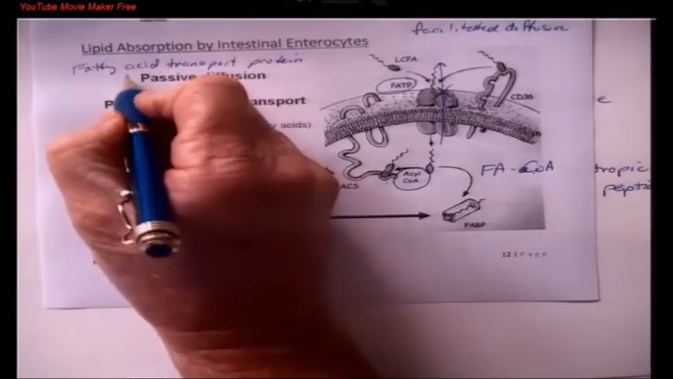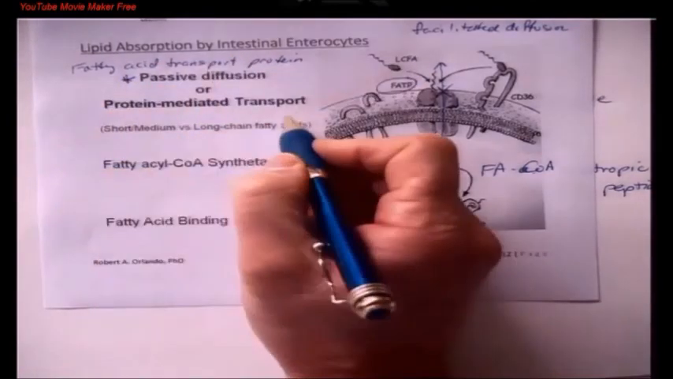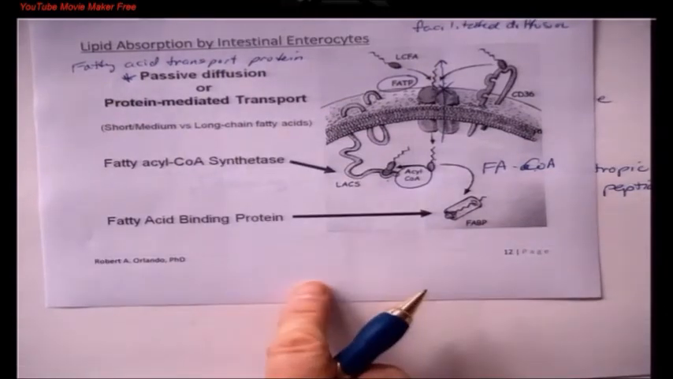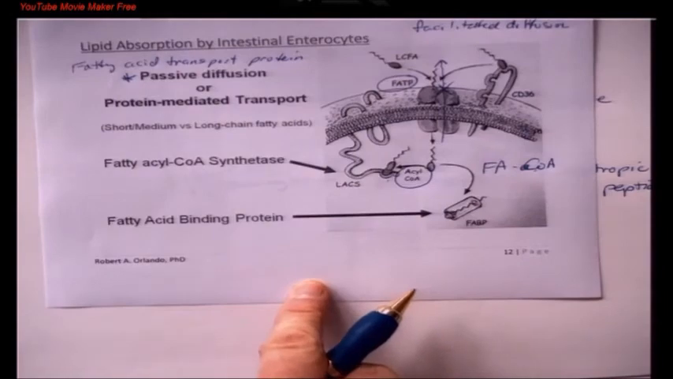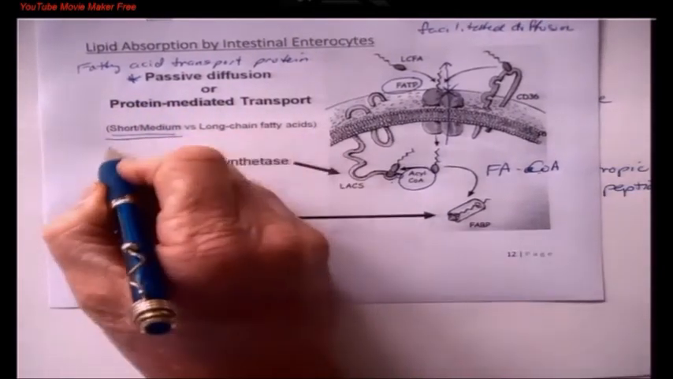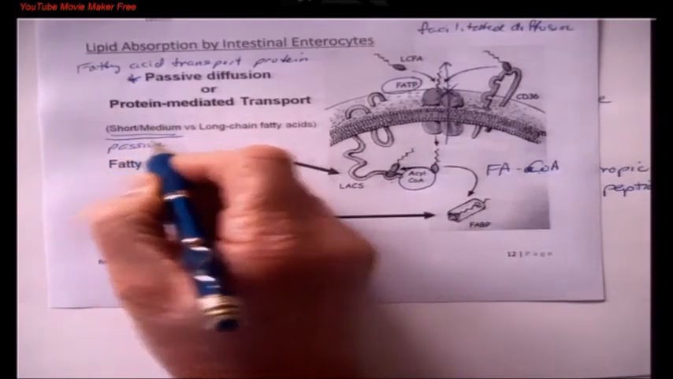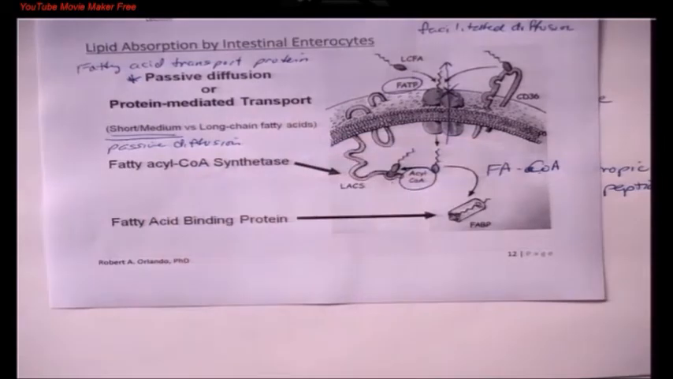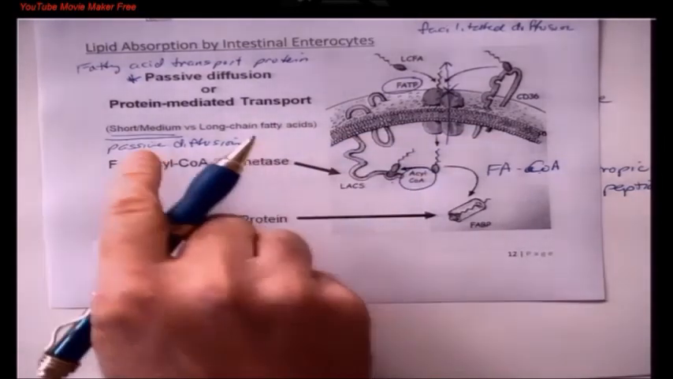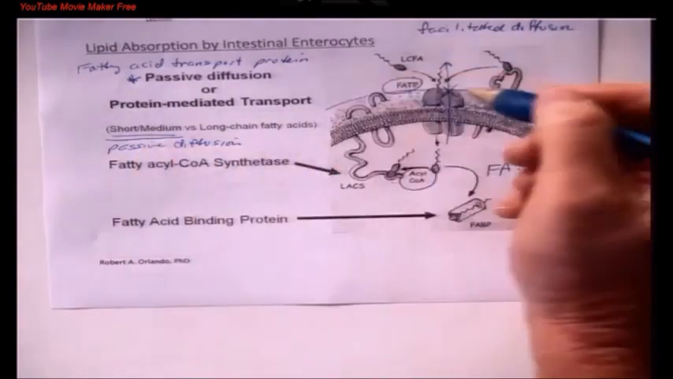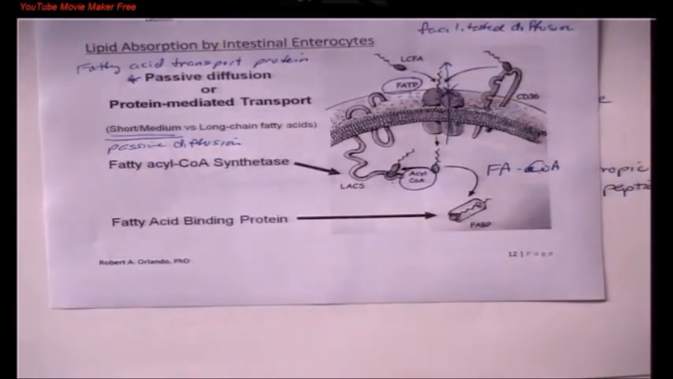Now I've got here passive diffusion versus protein-mediated transport. This will become important again as we're building on fatty acid transport diseases. Short and medium-chain fatty acids can pass by passive diffusion. Passive diffusion is simple diffusion. Because these are soluble in the membrane, they can pass through the membrane without need for this transport structure.